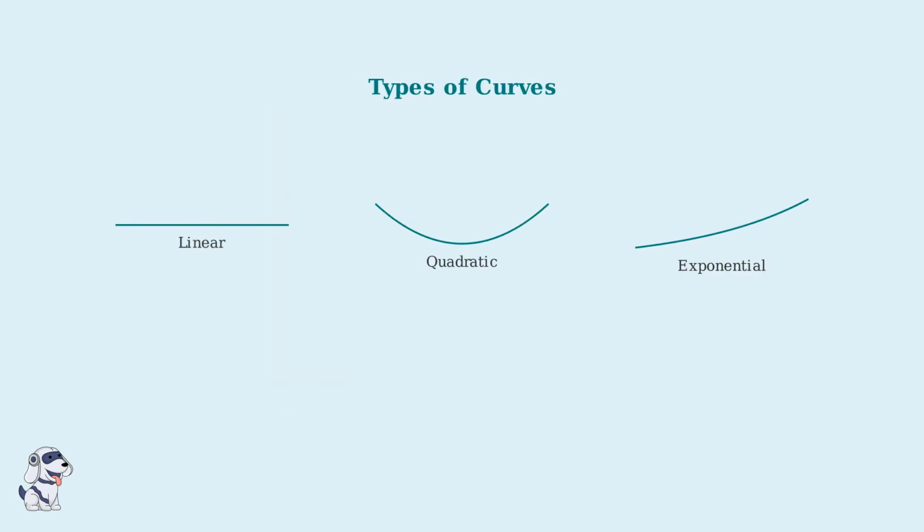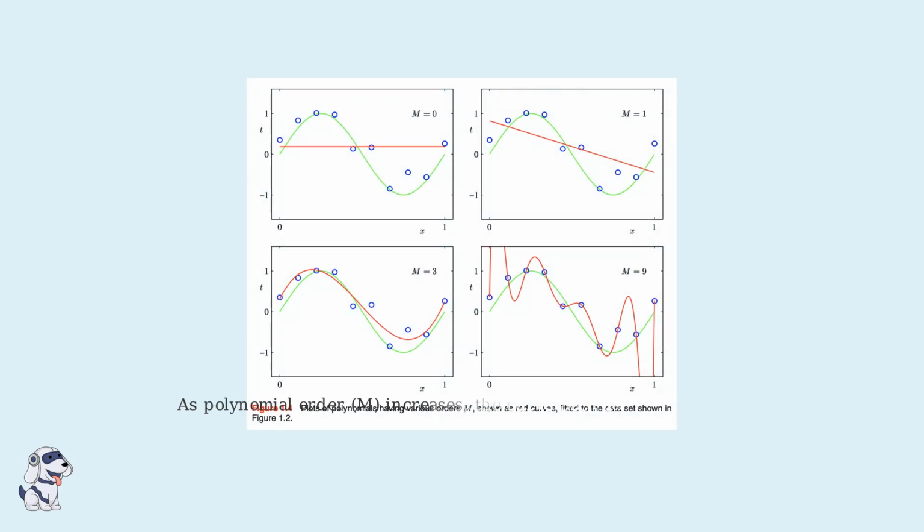Different types of mathematical functions can be used for curve fitting. Linear functions create straight lines, quadratic functions create parabolas, and exponential functions show rapid growth or decay patterns. This diagram shows polynomial curves of increasing complexity fitted to the same data. As the polynomial order m increases from 0 to 9, the red curve becomes more complex.